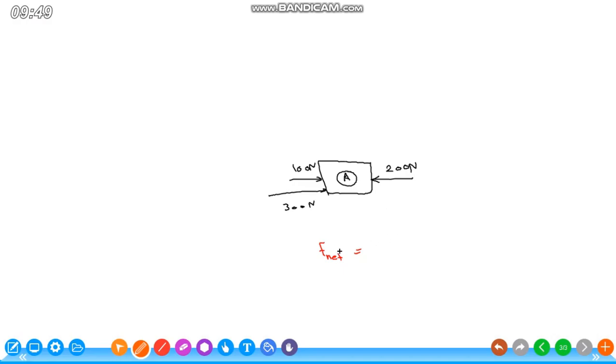If you wanted to calculate F net or resultant force or net force, suppose this is positive direction. Okay, towards right. So 300 plus 100 is positive. 300 plus 100. While 200 negative, minus 200. So F net will be 200 Newton. Okay, F net will be 200 Newton. This is called F net.